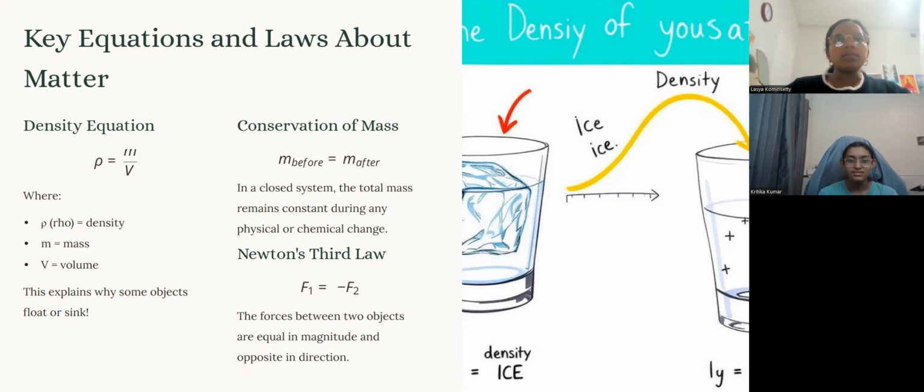And then there is the conservation of mass, where the mass before any change equals the mass after, like Lassie had mentioned earlier. So in a closed system, and when we say closed system, we mean a system where no outside force acts. So there will be no friction, because if there's friction or any force like that, then it can definitely change a few of these things. So in a closed system, the total mass remains constant during any physical or chemical change.